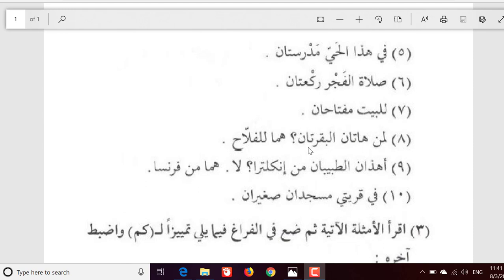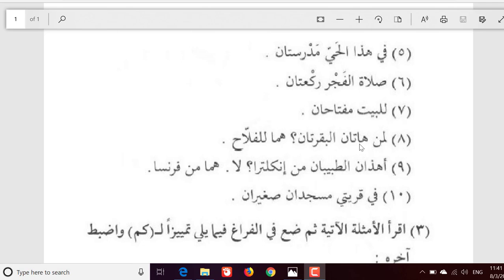Liman hatani al-baqaratani. Okay, so now we see even the ism ishara, everything changes. So who do these 2 cows belong to? Liman, to whom are these 2 cows? If we want to literally translate it, to whom are these 2 cows? But we could say, to whom do these 2 cows belong? Liman hatani baqaratani. If it were masculine, we would say hadani. Okay, but because it's feminine, then we say hatani.